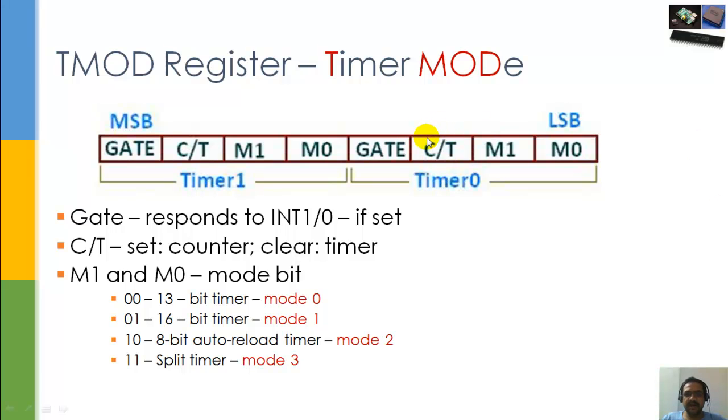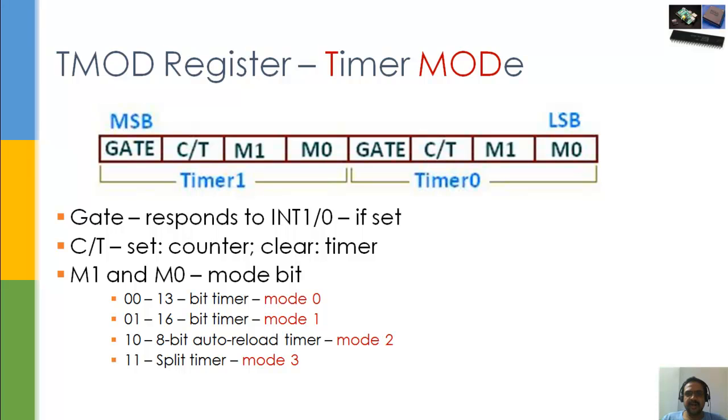Now what is this C bar T? This is to tell the processor whether we are using the timer in timer mode or counter mode. If you write a 1 in this bit, it is set as counter. If this is 0, it is going to act as timer. So that indicates to the processor whether the timer is going to be used as a counter or timer.